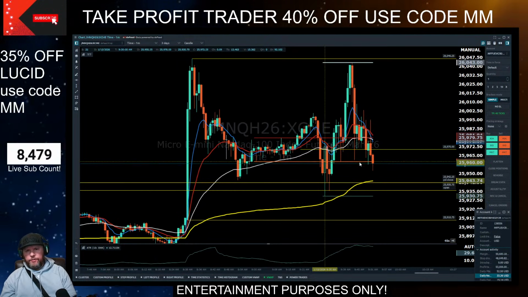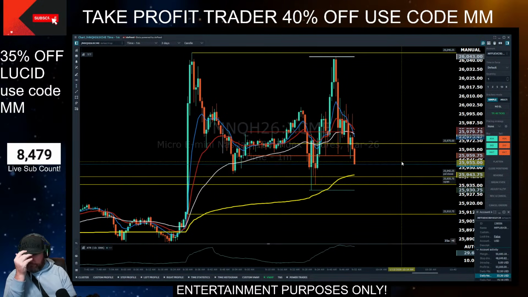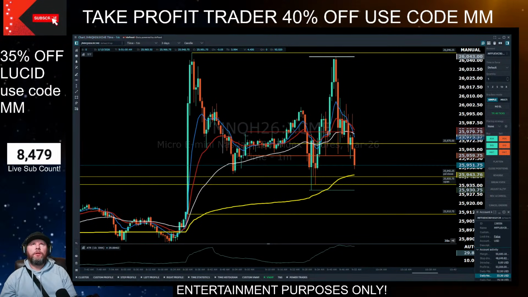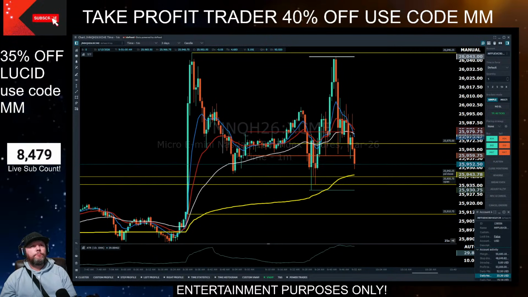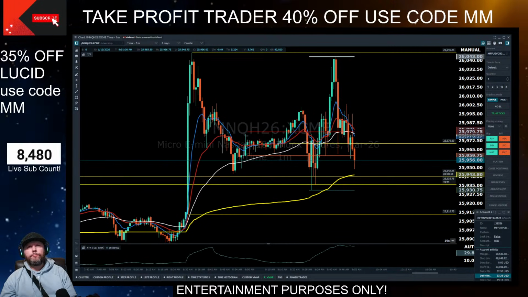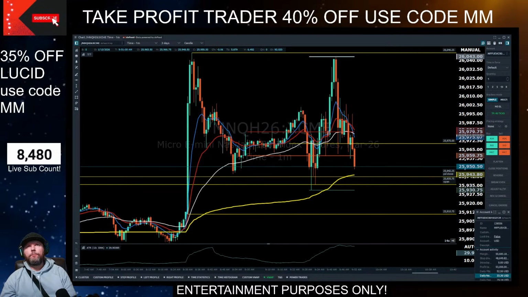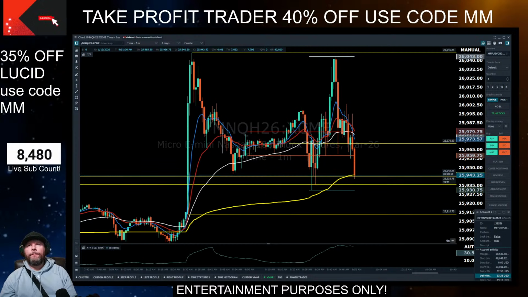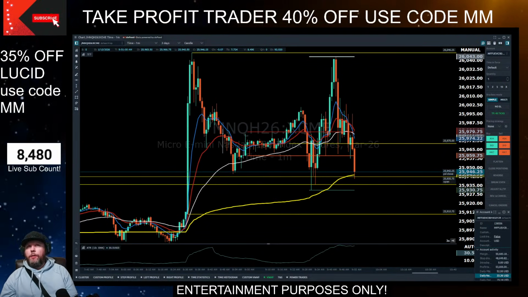Move the stop into break even on this short. I mean, I had no choice there. It hit the swing low, so I had no choice. Oh, let me go. I forgot to open that up this morning. There we go.